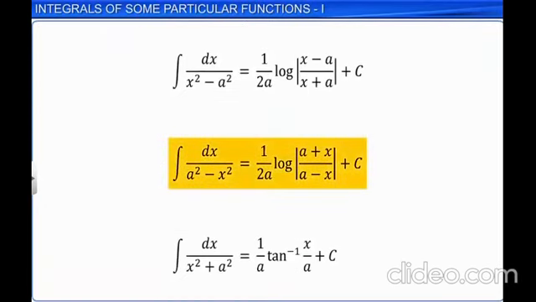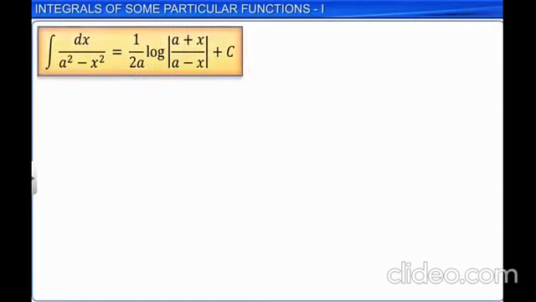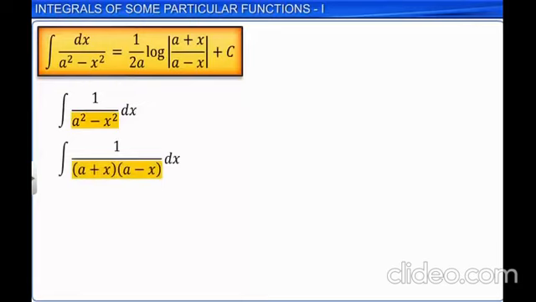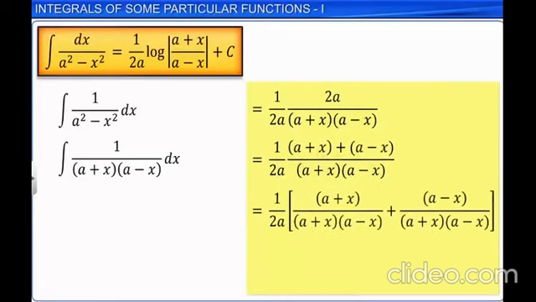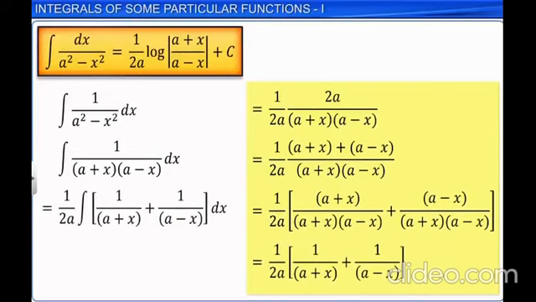Let's verify the second formula now. Consider the left-hand side. Integral of 1 upon a squared minus x squared dx. The denominator of the integrand can be expressed as a plus x into a minus x. Next, we split the integrand into fractions. On doing so, we get 1 upon 2a times of integral of 1 upon a plus x plus 1 upon a minus x dx.